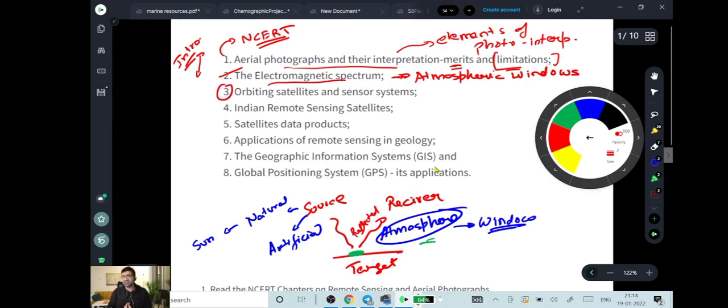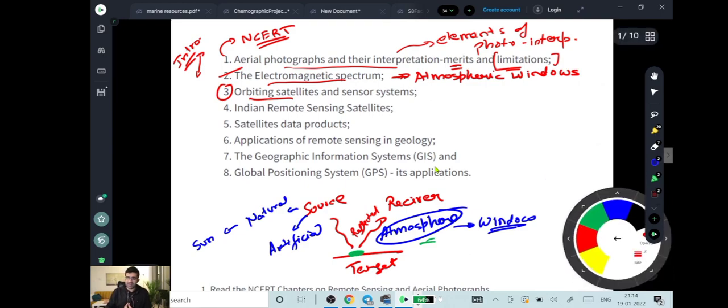Orbiting satellites and sensor systems. Orbiting satellites you would have studied in your GS preparation as well. For example, what are geostationary satellites, geosynchronous, sun synchronous satellites. Near Earth orbits are there, and there are some which are far Earth orbits. So just go through the slides as quickly as possible.